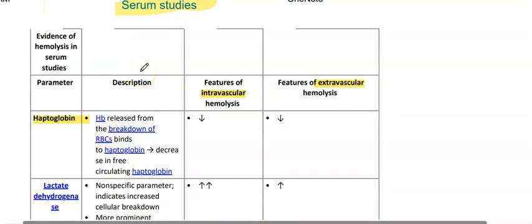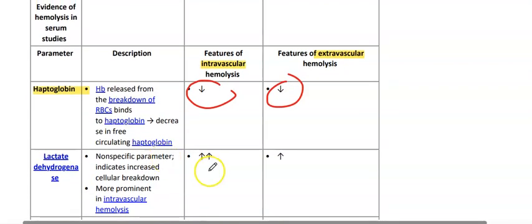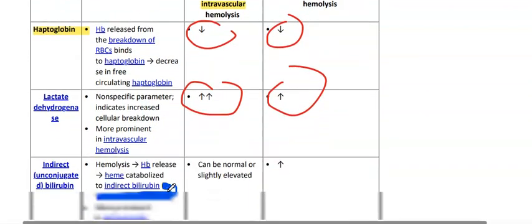Now we should check the serum studies. Haptoglobin will be decreased in both extravascular and intravascular hemolysis. Haptoglobin is decreased because it binds the free hemoglobin. And then LDH is elevated in both, but it is more elevated in intravascular than in extravascular hemolysis.